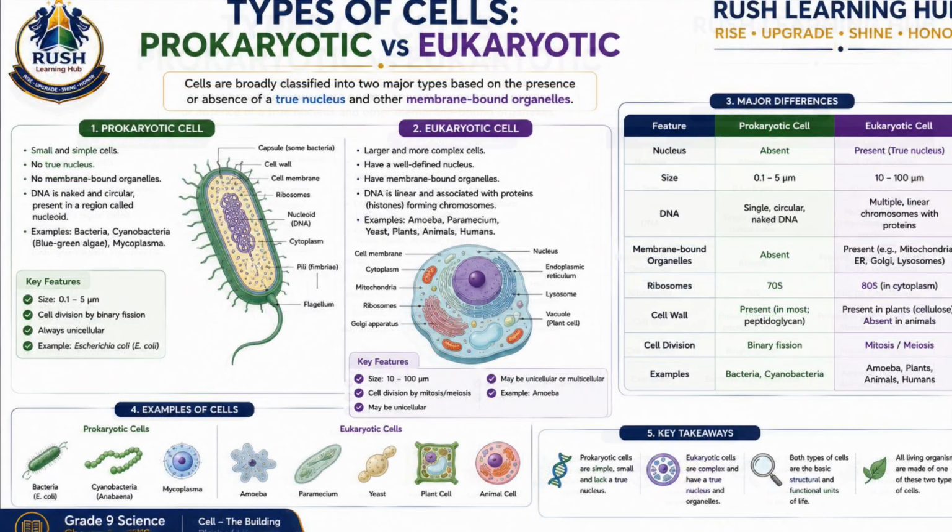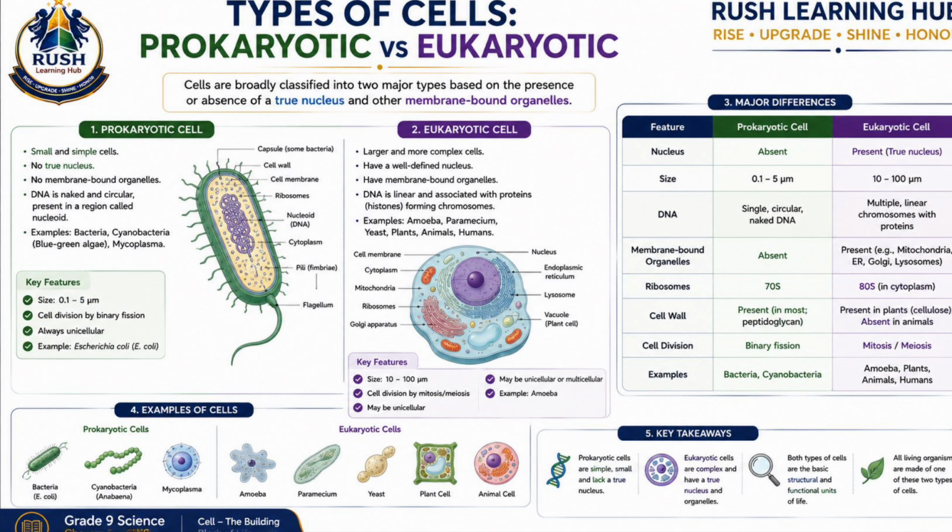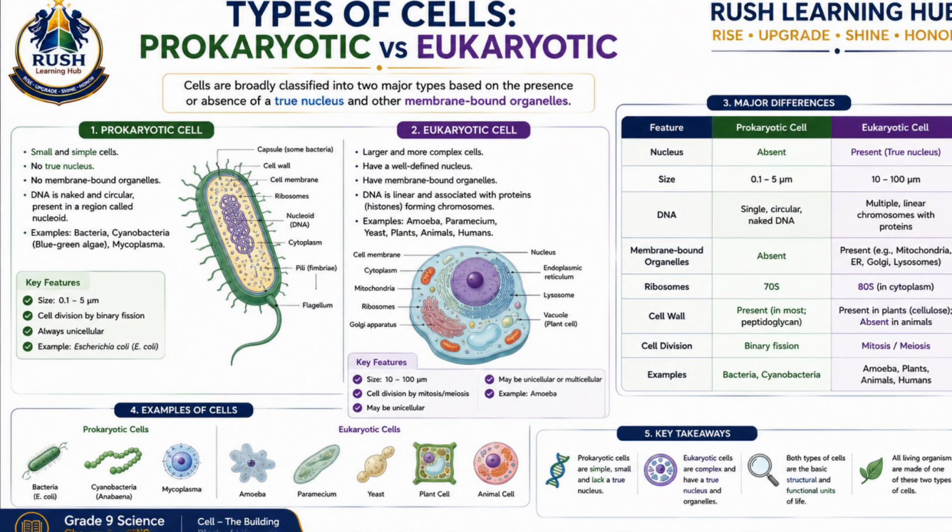The fourth difference is DNA organization. In prokaryotic cells, DNA is circular and naked, meaning it is not associated with proteins. In eukaryotic cells, DNA is linear and organized into chromosomes with the help of proteins. The fifth difference is cell division.